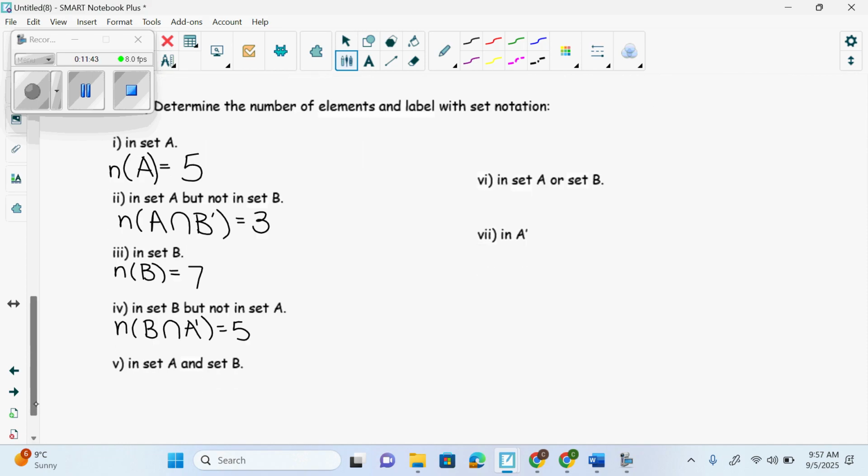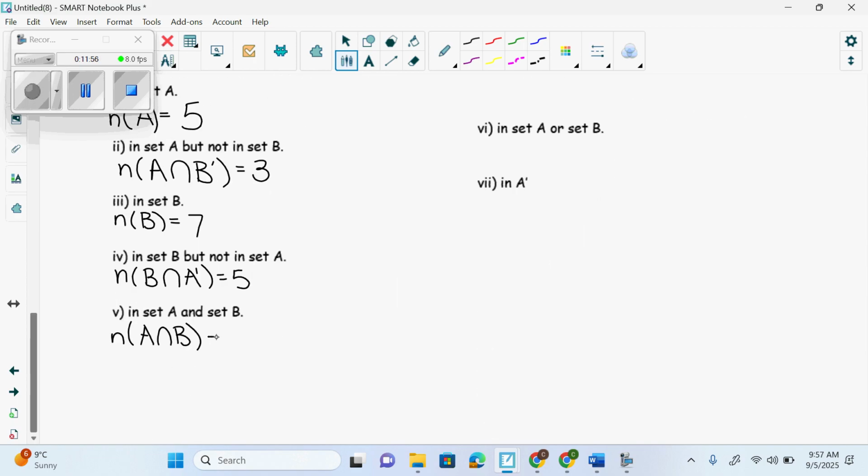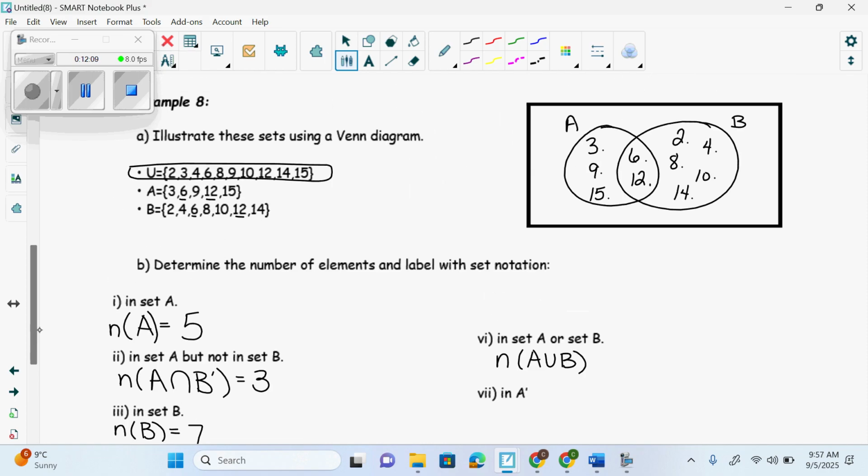In set A and B, the number of elements in A and B, is what shape? The eyeball. And the eyeball has 2. 5 is the number of elements in A or B, which is what shape? The snowman. And it has 3, 5, 10.